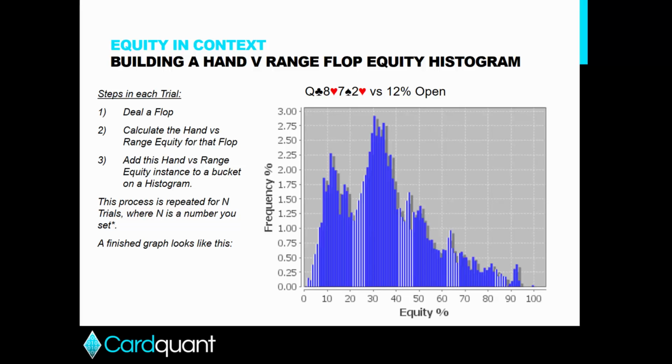And then you've got a variety of frequencies ranging between, say, around the 12% mark. You see that peak about 2.25% frequency, between 30 and 40% equity. You see a peak where you've got between 2.5 and 2.8% frequencies for those kind of mid-30s in terms of equity. So you can get an idea of what types of equity you're generally flopping against this tight open.